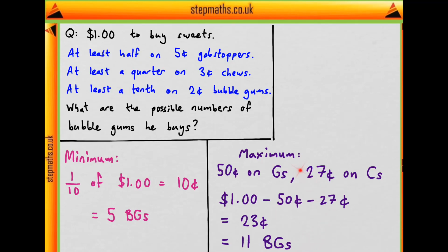So our final range is 5 to 11 bubblegums with all the numbers in between. And this answer corresponds to B on the question paper.